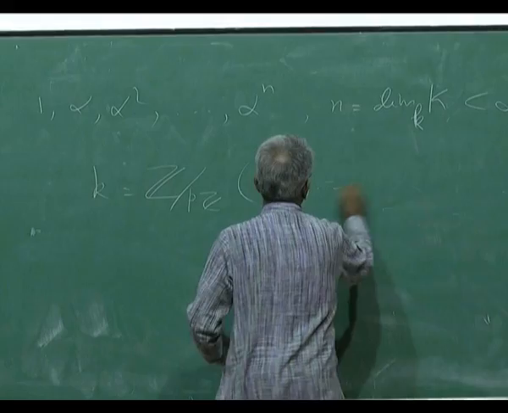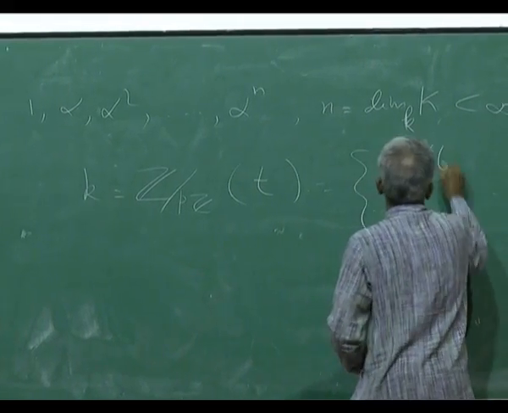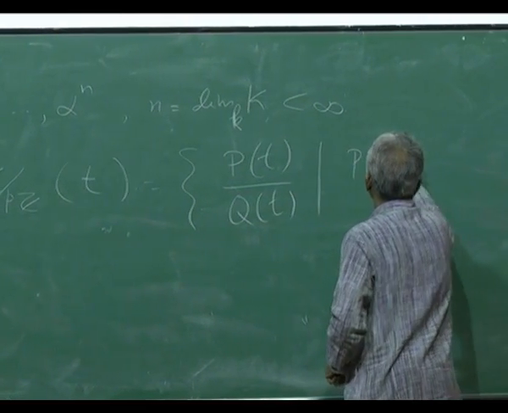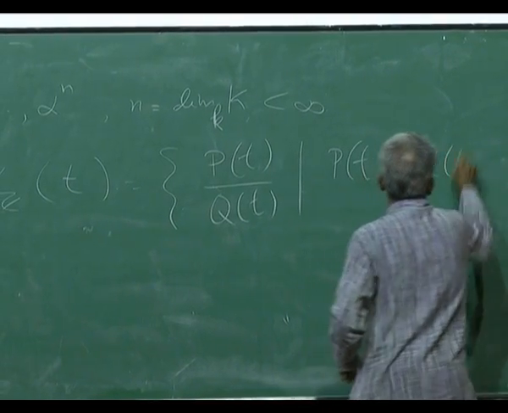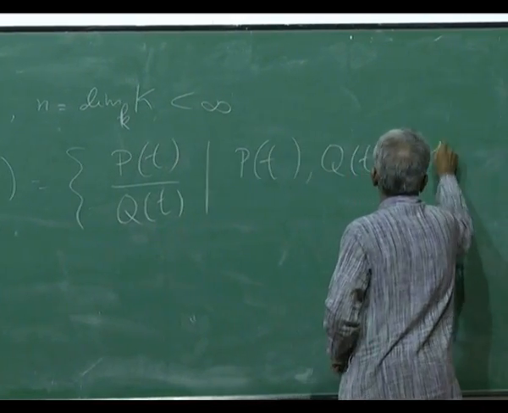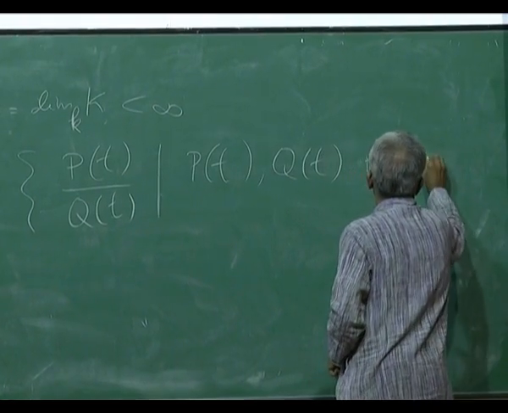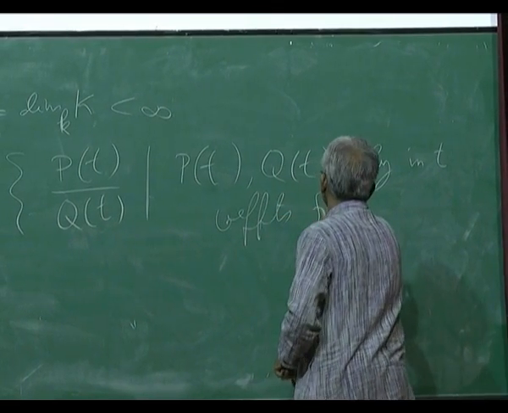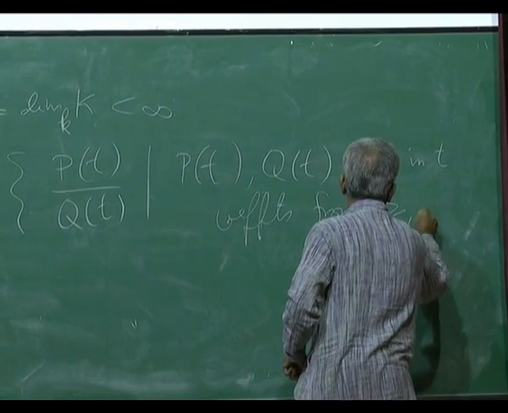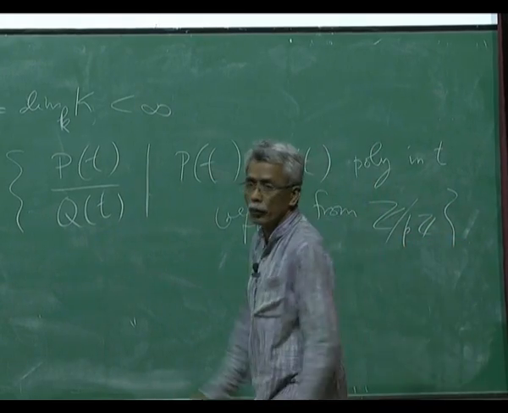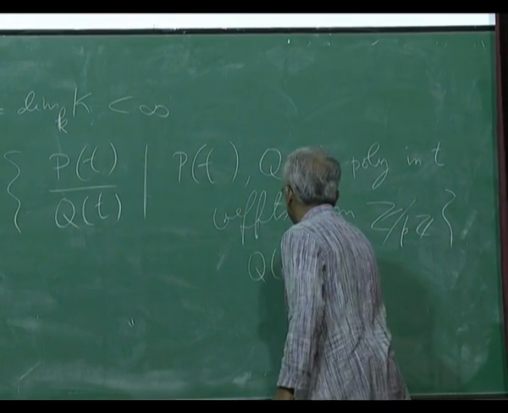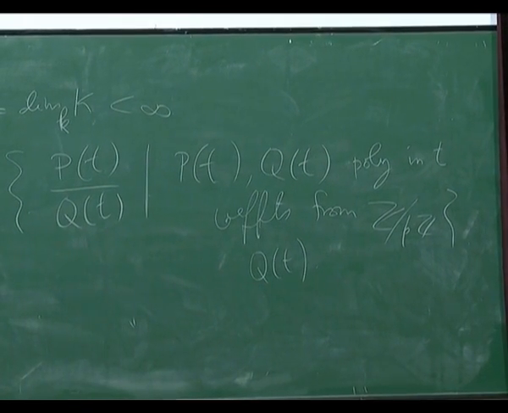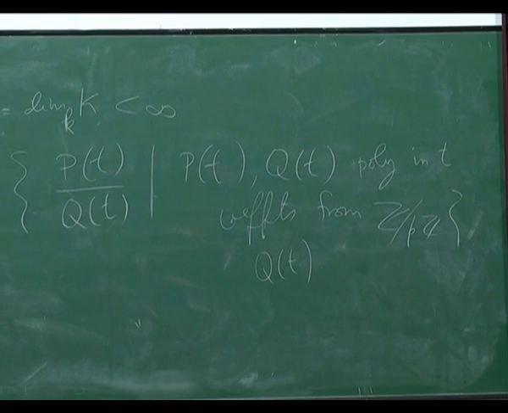It is going to look like some P(t) divided by Q(t), where P(t) and Q(t) are all polynomials in T with coefficients from Z mod pZ, and Q(t) not equal to 0. That is how it will look like. Take this as an example of a field.